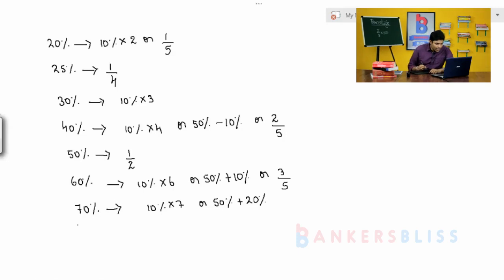Next, you want to calculate 75%. So, 75% means 3 by 4. 3/4 is nothing but 75%. If you want to calculate 75%, then directly you do into 3 divided by 4. You are going to get 75%.